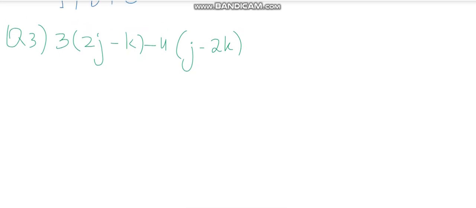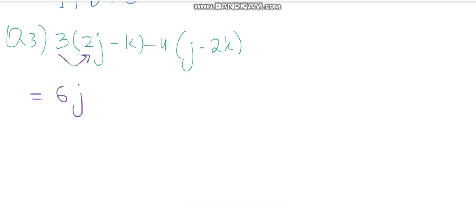Again, the same rule that we did in the last question. We're going to multiply 3 with the numbers inside, and we're going to multiply this minus 4, don't ignore this sign, with the numbers inside. So first I'm going to multiply this here. 3 twos are 6, so 6j.